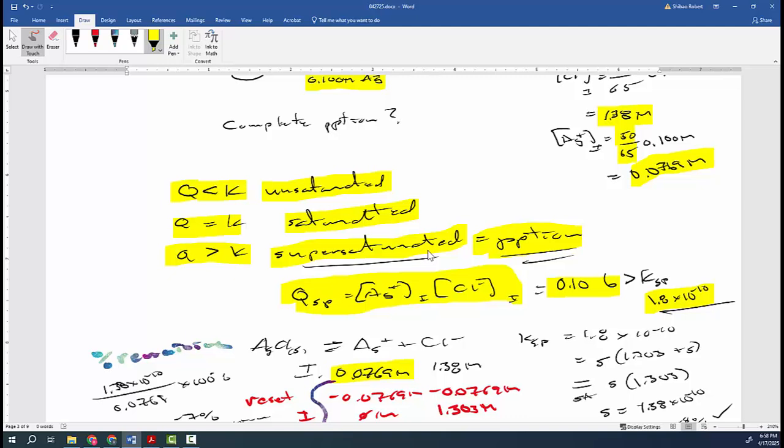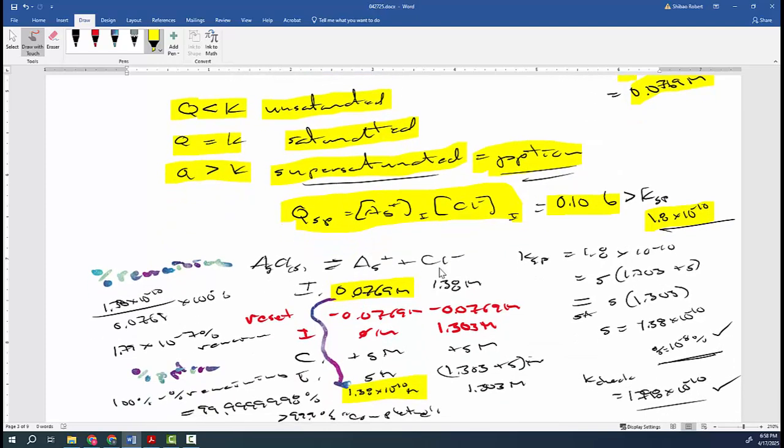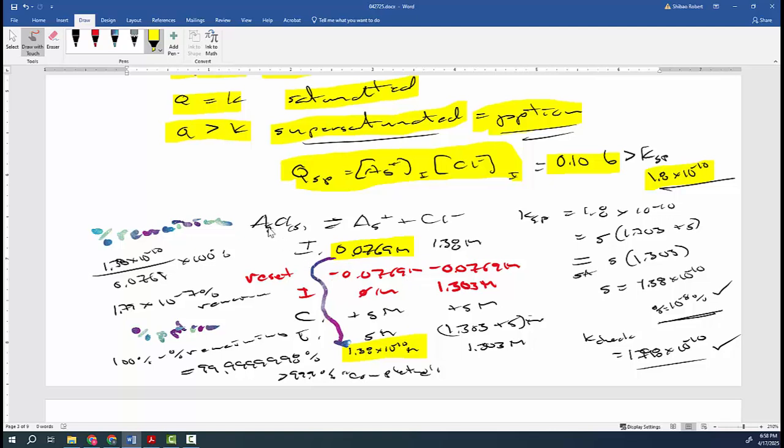Now, the next question is, yes, it precipitates, but how much will it precipitate? Will it completely precipitate or incompletely precipitate? And so we set this up as an ICE table here. That's what I did here. Again, the Ksp equation, whether it's precipitation or dissolution, I use the same Ksp equation. I don't flip it because I don't want to invert this or do whatever.